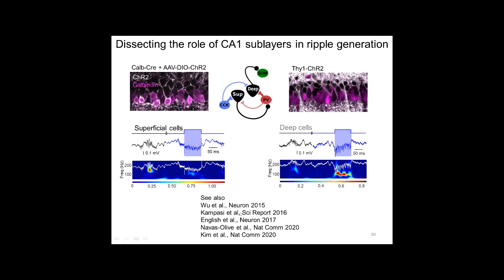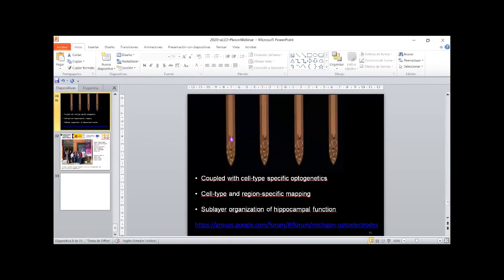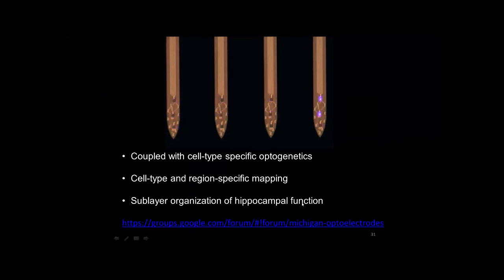I'm coming to the next webinars in the series by Dan English and by Sam McKinsey. So I hope that you have seen how, by coupling micro-LED technology with cell type-specific optogenetics, you are able to achieve more precise mapping of activity, particularly regarding the sublayer specificity of the hippocampal function.